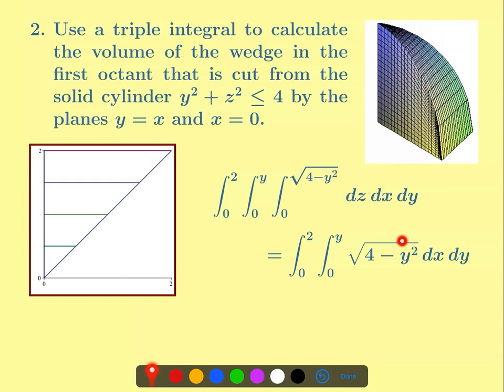So when I integrate this, I'm going to have a constant times x, this square root of 4 minus y squared times x. x is being evaluated from 0 to y, and that's just going to be y. So I'm going to get this times y. Now I can integrate this with respect to y, and you can see it looks a little more doable now, because this y is going to be part of the derivative of 4 minus y squared if we do a u substitution.